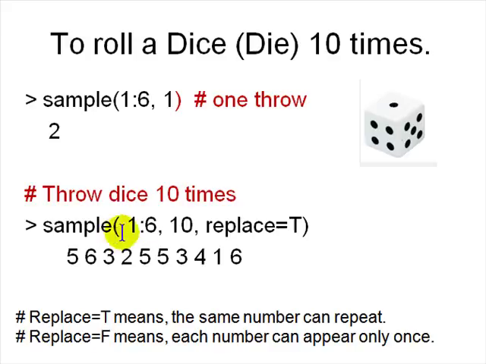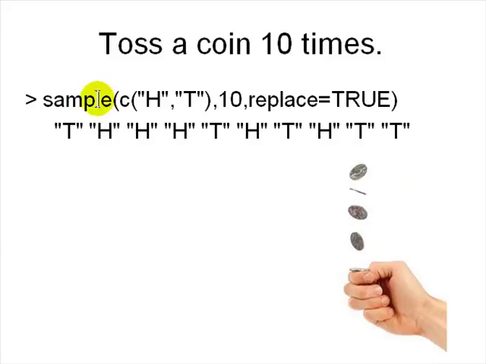So if you say sample 1 to 6, you get a permutation of 1 to 6. And how do you toss a coin? You just create a vector of two strings, heads and tails, and 10 times and replace equal to TRUE. So TRUE and T are actually synonymous in R, but not this T. This T is a string T for tails and heads. So you get a bunch of 10 heads and tails.